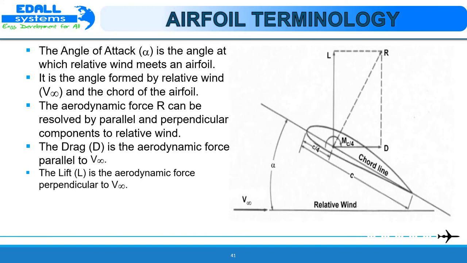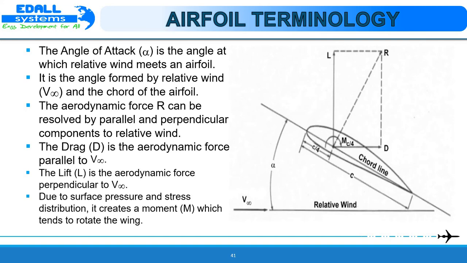In addition to lift and drag, the surface pressure and shear stress distribution creates a moment M which tends to rotate the wing. If we take the moment about the leading edge, the aerodynamic moment is designated as M subscript LE, which means leading edge. It's more common in the case of a subsonic airfoil to take moments about the point on the chord at a distance of c/4 from the leading edge, the quarter chord point. This moment about the quarter chord is designated as M subscript c/4. Generally, the moment about the leading edge is not equal to the moment about the quarter chord point.